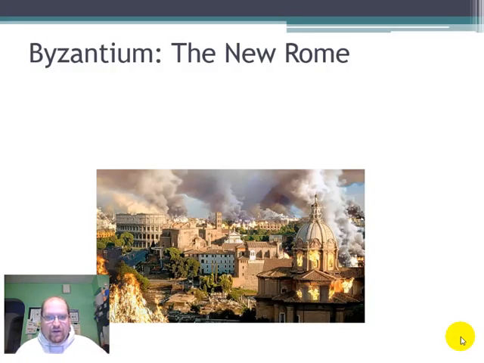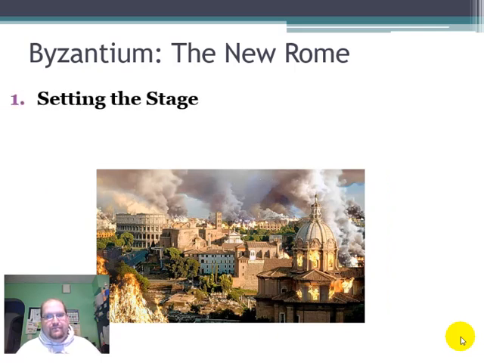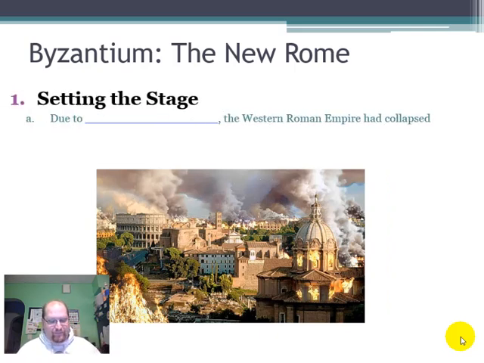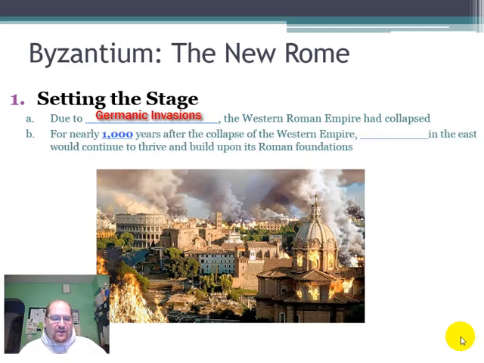Byzantium, the new Rome. Setting the stage. Due to Germanic invasions, the Western Roman Empire had collapsed. For nearly 1,000 years after the collapse of the Western Empire, Byzantium in the east would continue to thrive and build upon the Roman foundations. So the eastern side, the part that was set up by Constantine or ruled by Constantine, was actually doing very well compared to the Western Empire, which had fallen.